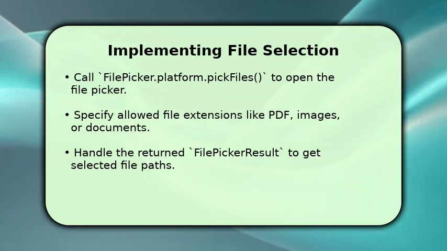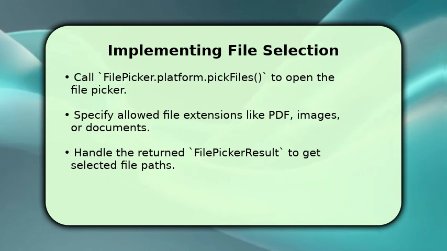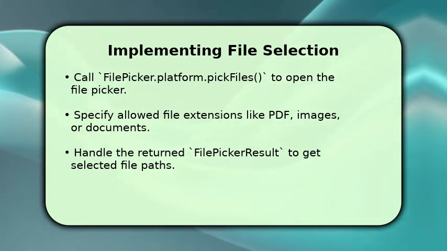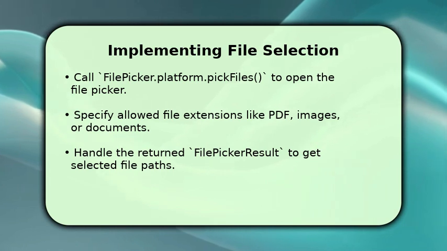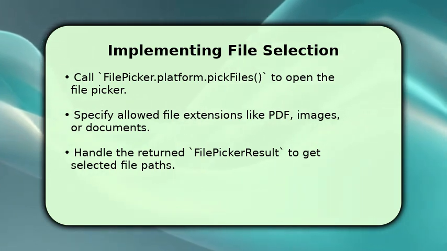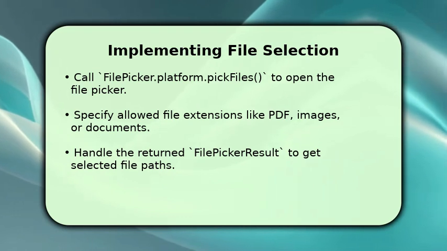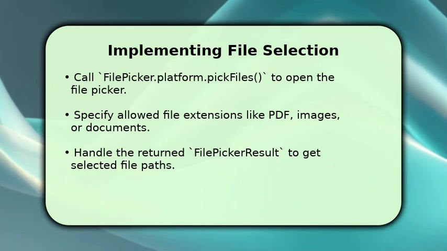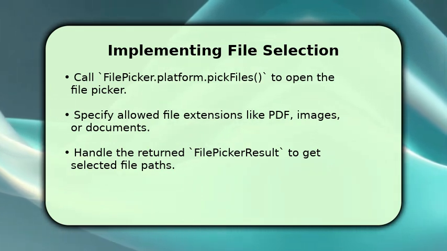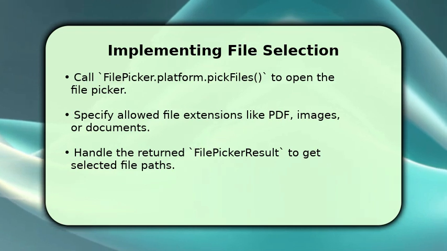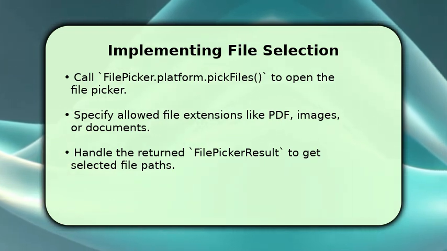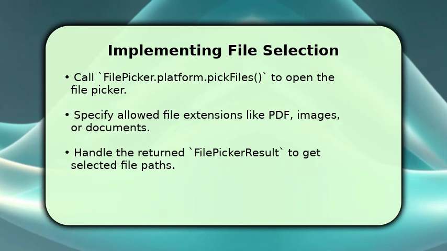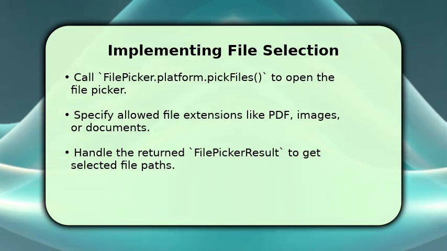Create a button that, when pressed, calls FilePicker.platform.pickFiles. You can specify allowed file types using the type and allowedExtensions parameters, for example, to pick only images or PDFs. This method returns a FilePickerResult object, which contains information about the selected files. Remember to handle potential null results if the user cancels the selection.